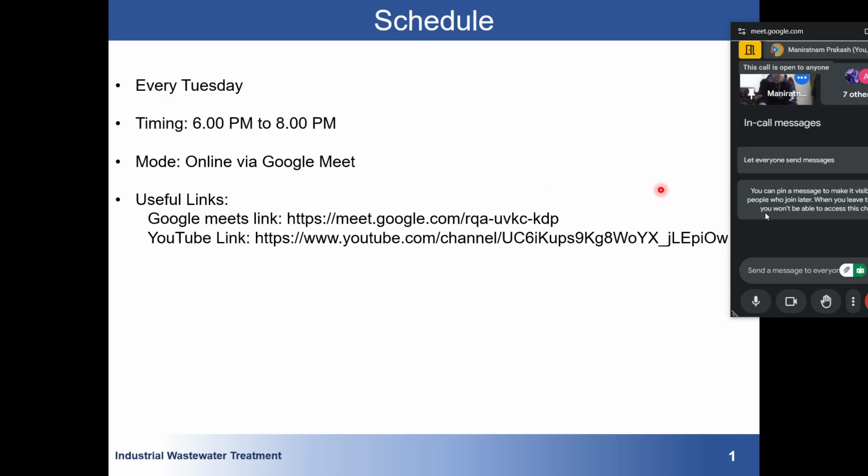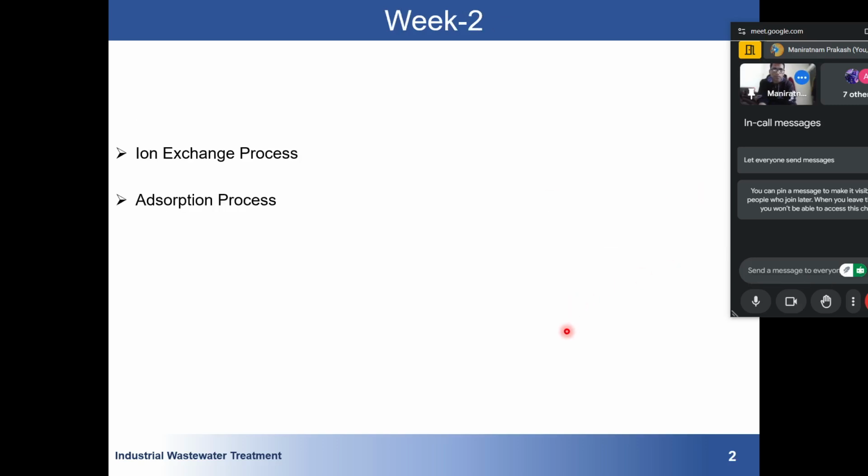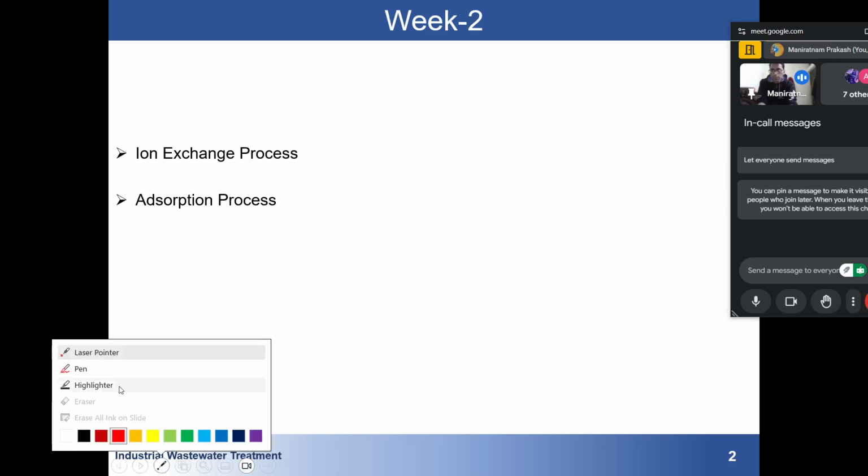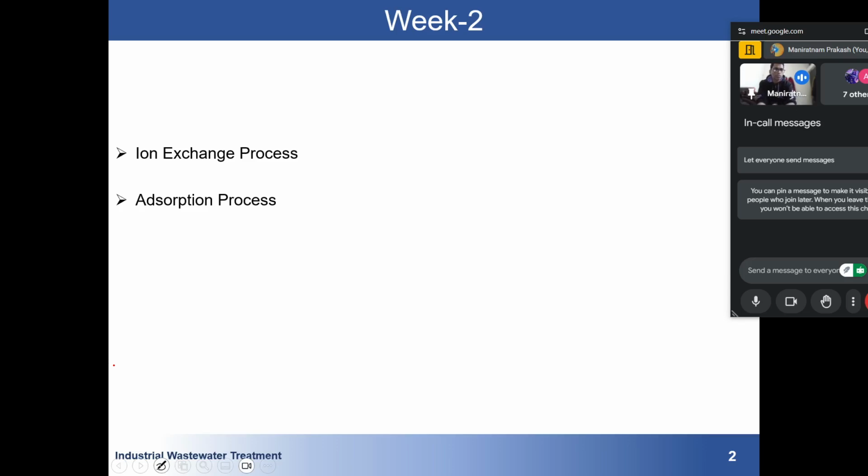Then I will proceed. In week two, two major things were discussed, that is the ion exchange process and the adsorption process. Both are treatment processes. There are several treatment processes that we will be looking into in upcoming lectures. But in this lecture, these two were discussed.